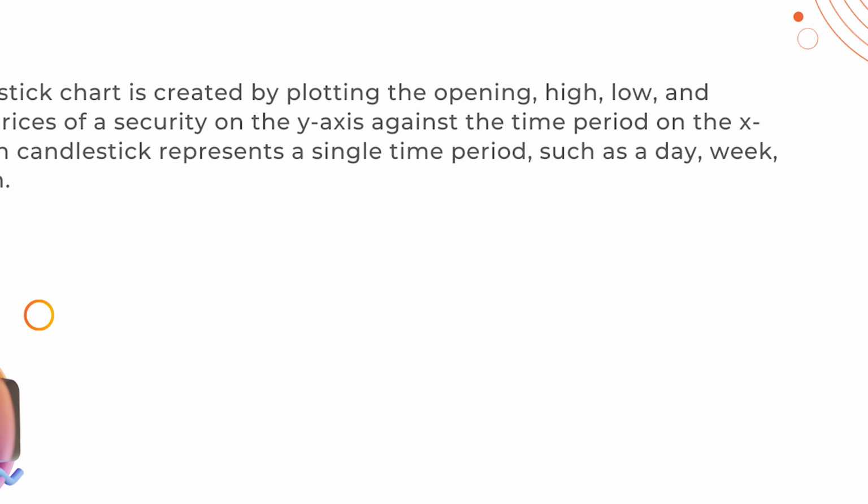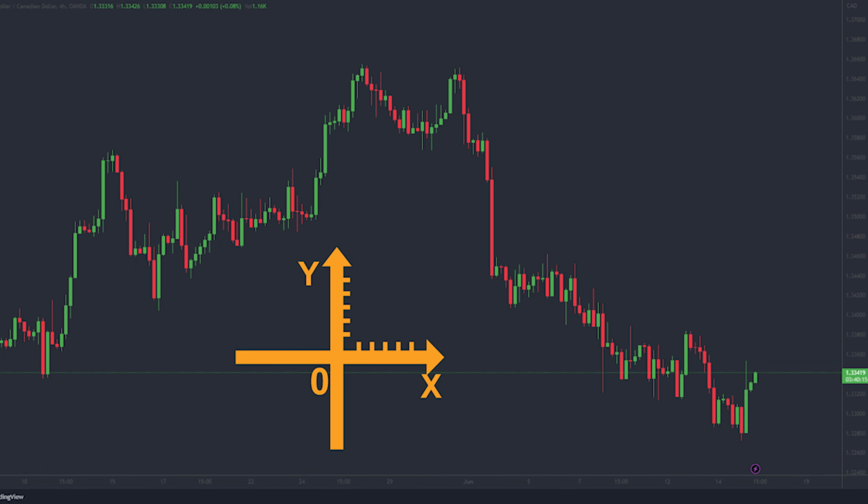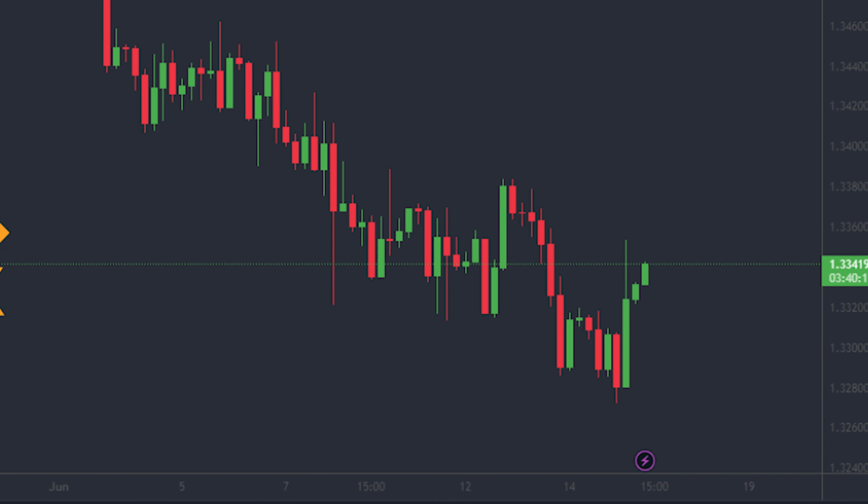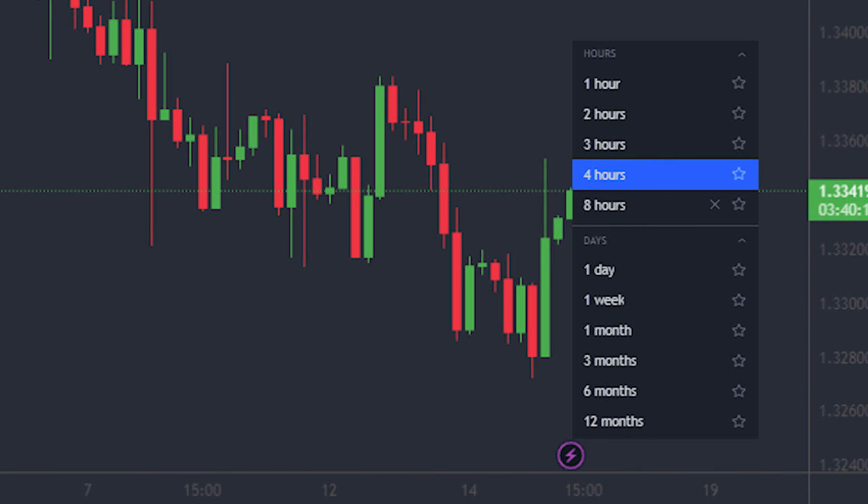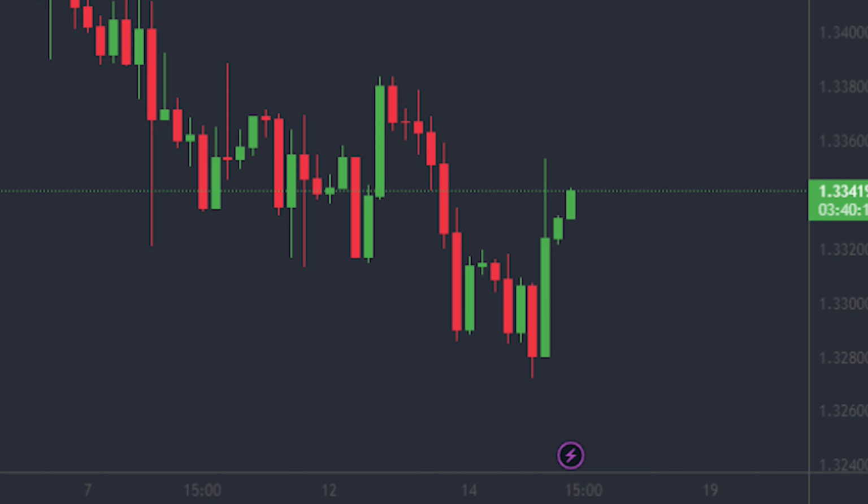decisions. Candlestick charts. A candlestick chart is created by plotting the opening, high, low, and closing prices of a security on the y-axis against the time period on the x-axis. Each candlestick represents a single time period, such as a day, week, or month. The body of the candlestick represents the difference between the opening and closing prices.